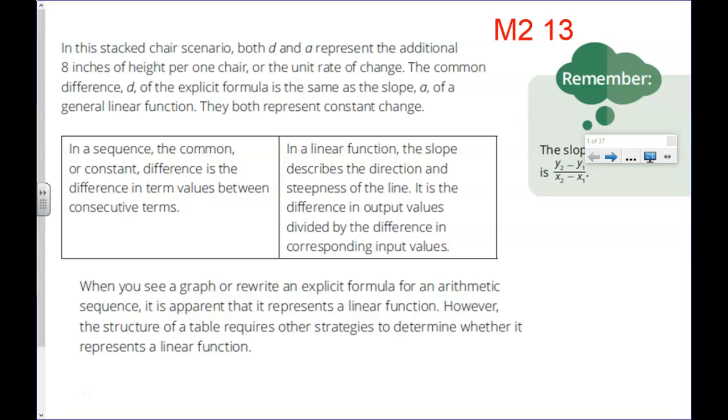All right, so in this, what you guys were asked to do is look at page 13 and 14 of M2. And we've talked about the idea already that slope and the common difference are the same value. But what we want to do is look at other forms and try to determine, hey, how do we know if something's a linear function? Because we've already said that an arithmetic sequence is the same thing as a linear function.